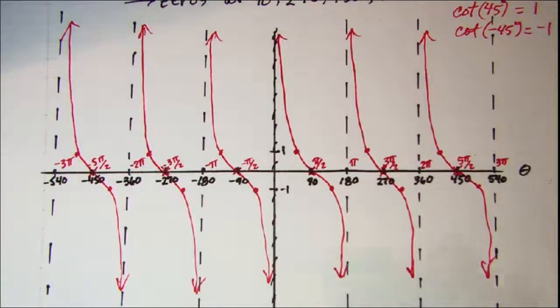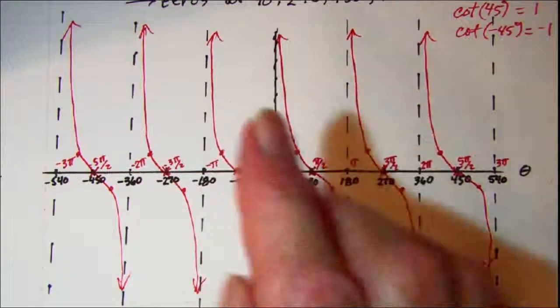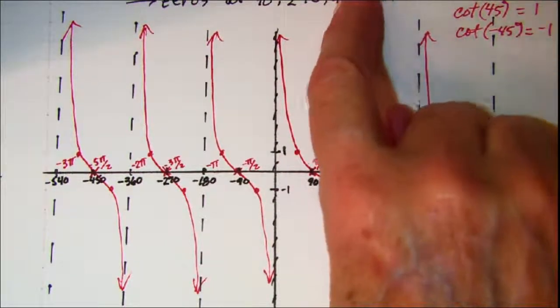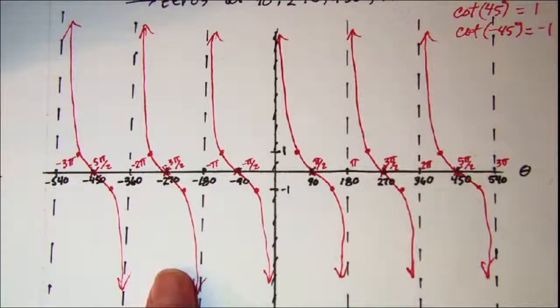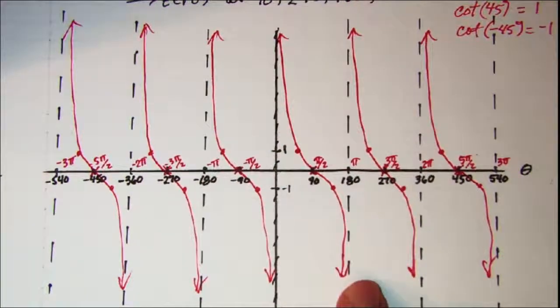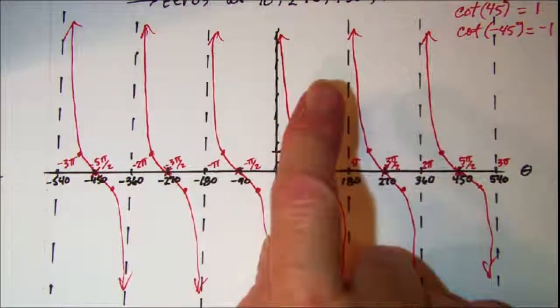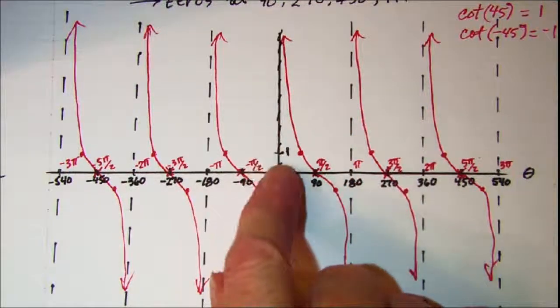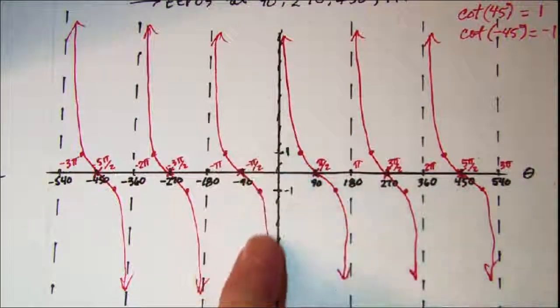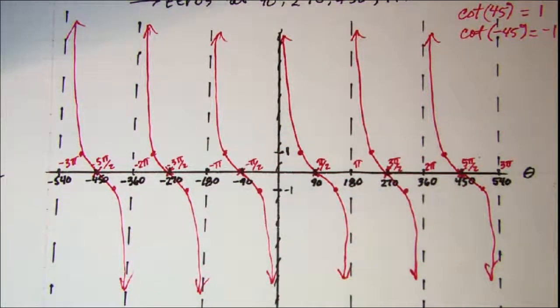It's very similar to the tangent curve, but our tangent curve is always increasing, and our cotangent curve is always decreasing. So that's one thing to keep in mind. And our tangent curve crosses at the y-axis, and our cotangent curve is asymptotic to the y-axis. That's another thing to remember.